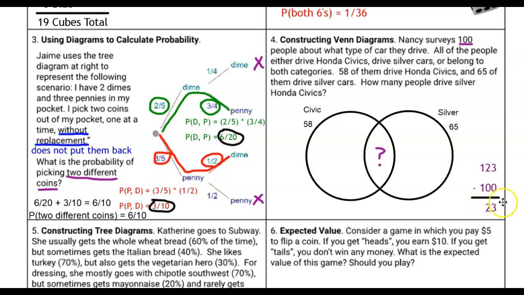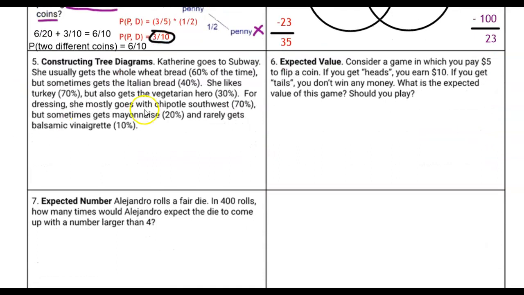So this is the amount of double counted people, or double counted drivers, rather. So now we can replace this with 23. And last but not least, since we know there's 23 here, we can do 58 minus 23 to get the number here, and then 65 minus 23 to get the number here. So we have 35, 23, and 42. And when you add these three up, well, guess what? You get 100. Great.